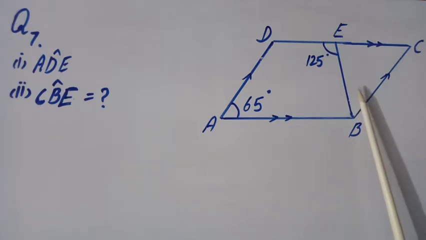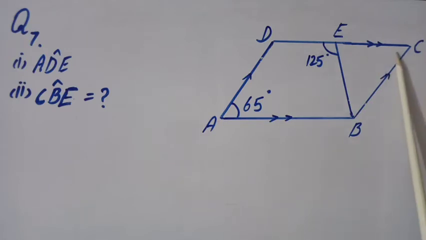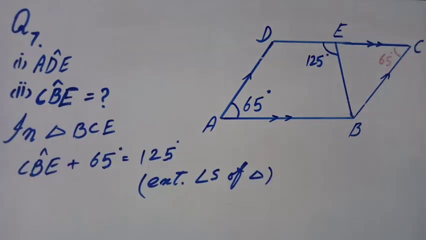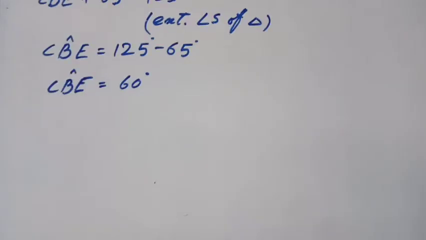So CBE plus 65 is equal to 125. So this way we will find out the unknown angle CBE. CBE plus 65 equal to 125. So CBE would be equal to 125 minus 65, right? Solve it algebraically. This way we have calculated CBE equal to 60 degree, right?